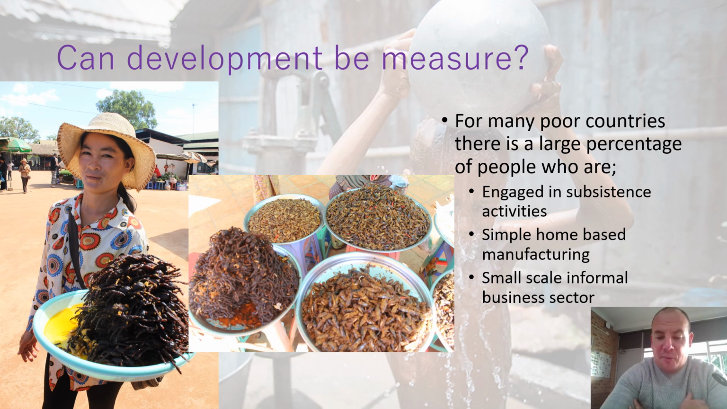It's informal. So this woman only gets paid for what she sells. If she doesn't come into work, she doesn't get paid. Formal business is where you have a contract, like teaching, for example. So in poorer countries, a lot of people engage in subsistence activities, simple home-based manufacturing, like this picture shows, in the small-scale informal business sector. That's what we mean by that. Now, I'm not saying that everyone in poorer countries is involved in that type of employment. There will be a number of people who have formal jobs, but in general, that's what we talk about.